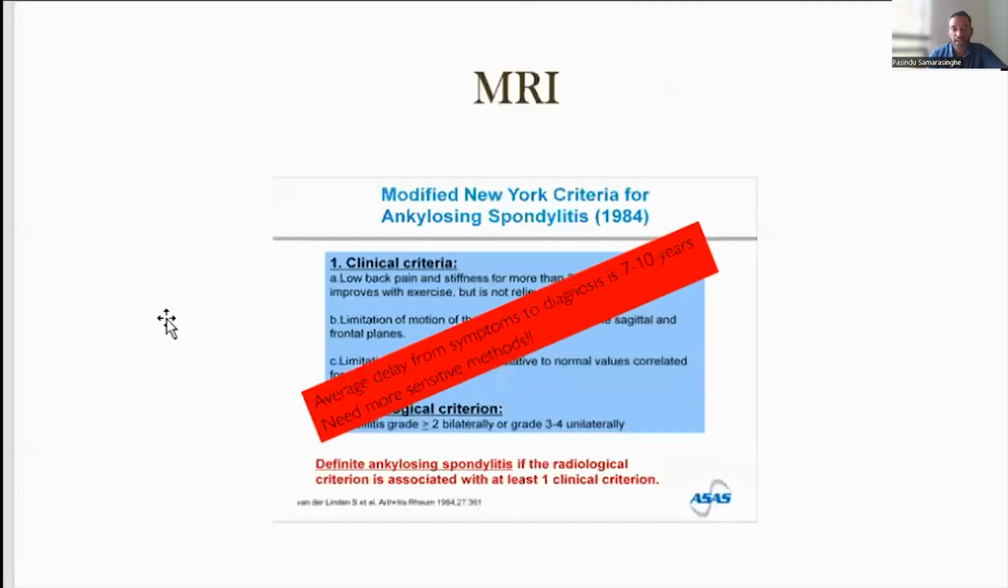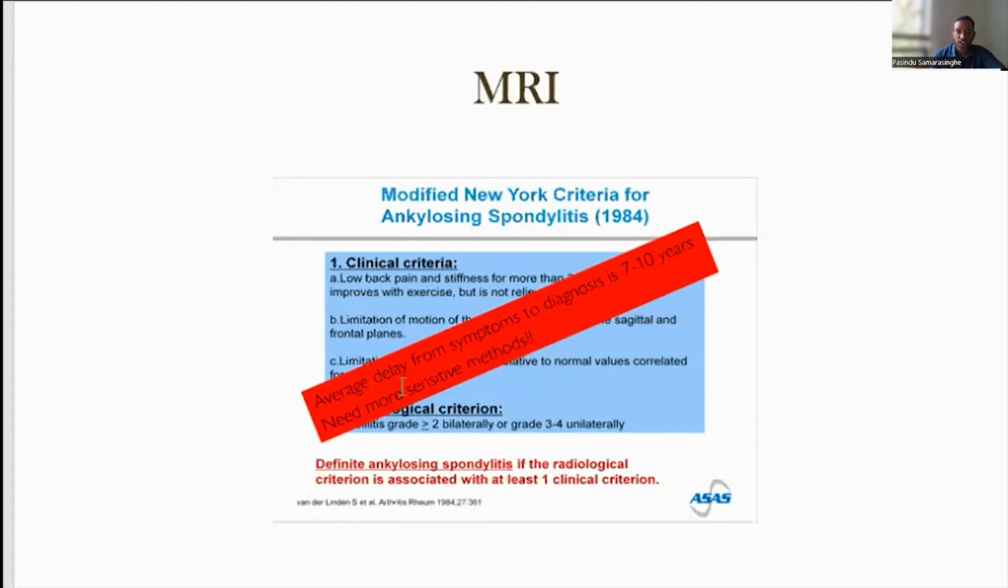So when we come to MRI scan, I put this slide. So earlier, I think even when we were medical students, we were taught about ankylosing spondylitis. So as you can see, this is the modified New York criteria developed in 1984, and you have to have these X-ray features. So it is sacroiliitis, which I described earlier. You have to have one of these radiological features with one clinical criterion to diagnose ankylosing spondylitis.